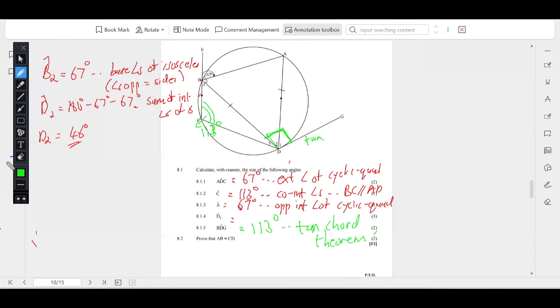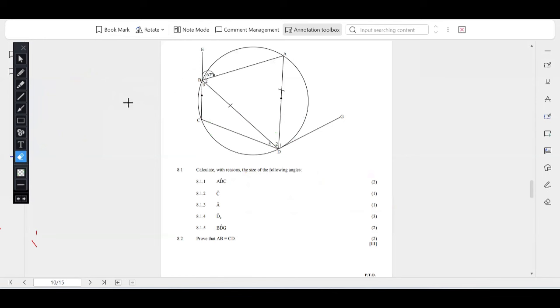Now 8.2 is saying prove that AB is equal to CD. So where is our AB? In order to prove that, we have our D2 here, which was an angle of 46 degrees. Then remember, this here is 113 degrees. We don't have the size of D3, but we do have the whole size of this one. We found ADC to be 67 degrees, so we can find the angle in here by saying 67 minus 46, and this is 21.